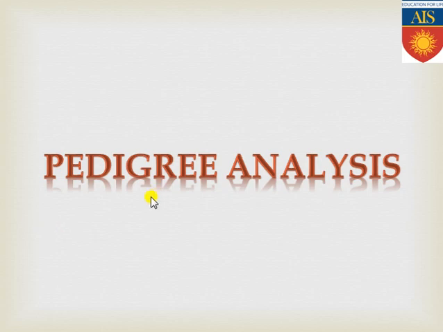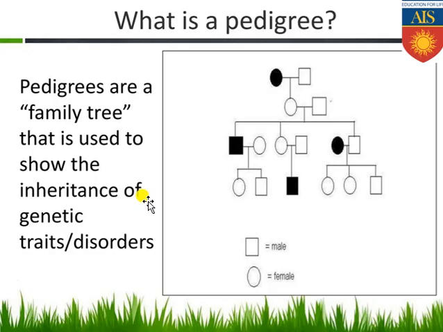When we start pedigree analysis, we need to know what a pedigree is. Pedigree is a diagrammatic representation by which we can determine the transmission of any specific trait or disease from one generation to the next generation in a single family. So that will be considered as the pedigree. It is the transmission of any genetic trait or disorder from one generation to the next in a family, represented diagrammatically.